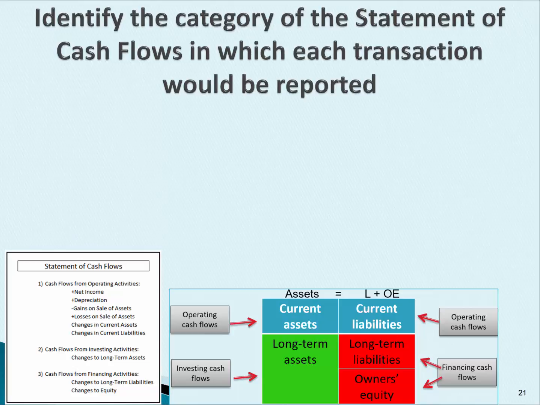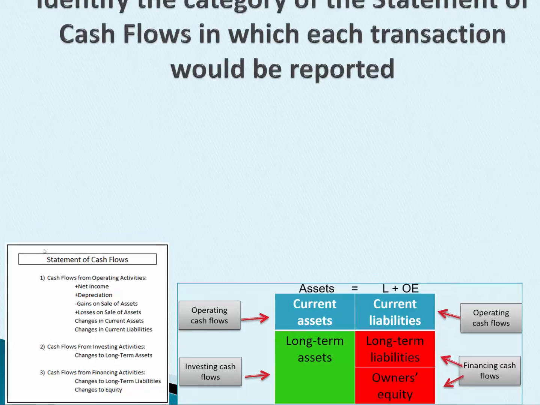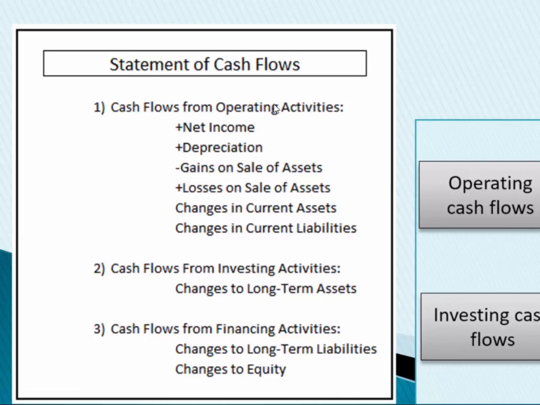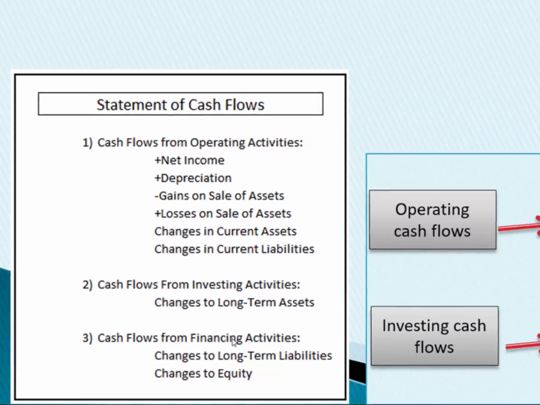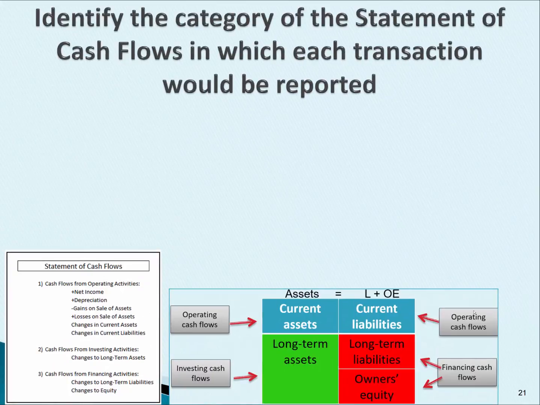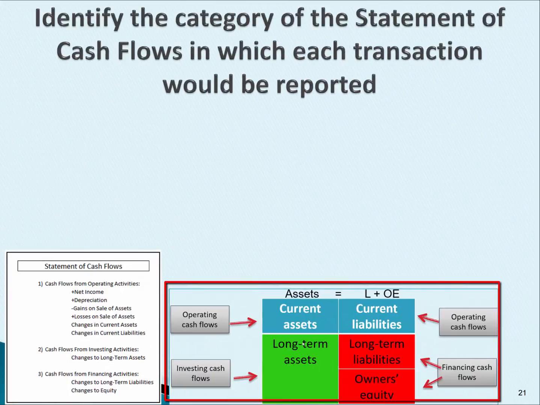Now it's time to get some practice with what goes where on the statement of cash flows. So at the bottom, we've got our two training aids. Here's the whole statement of cash flows in the three sections: operating activities, investing, and financing activity section. And then we've got our visual representation too that so many students like. So let's get started.